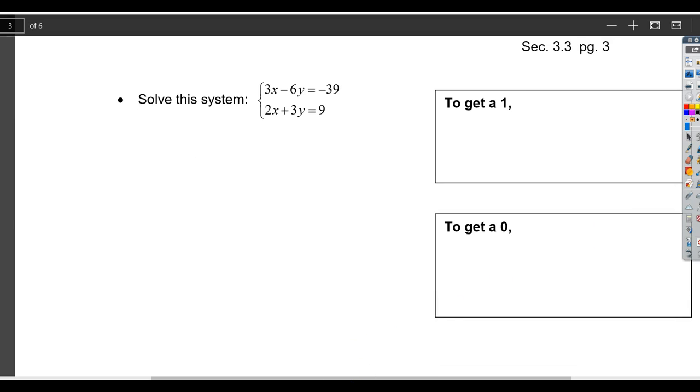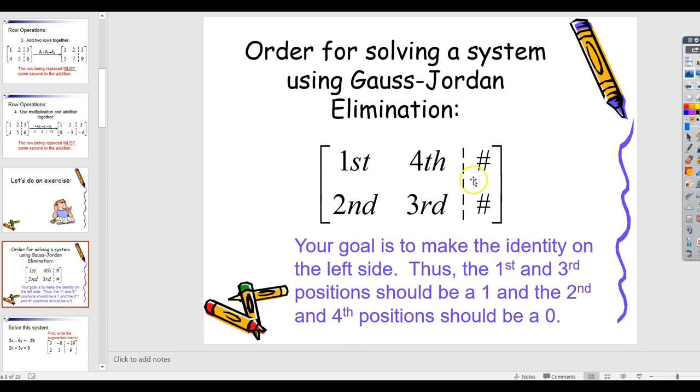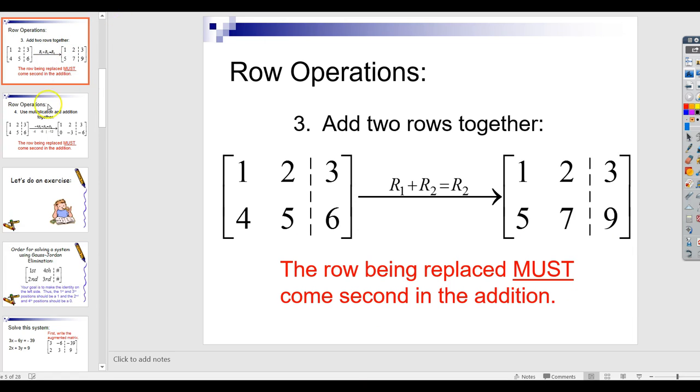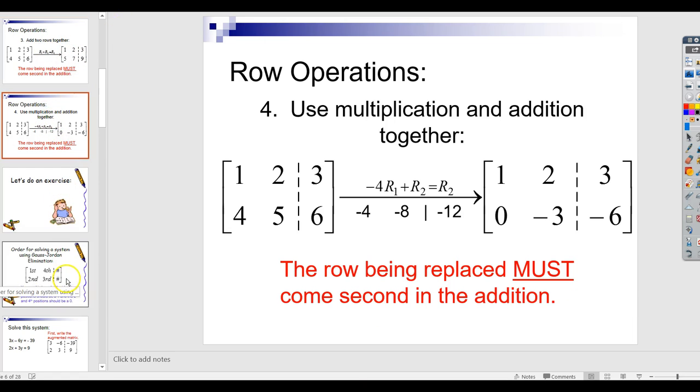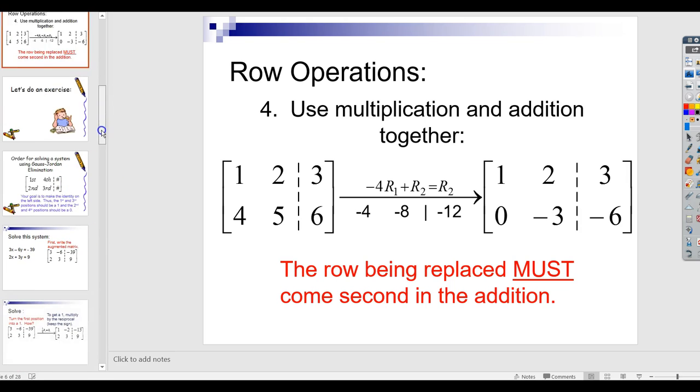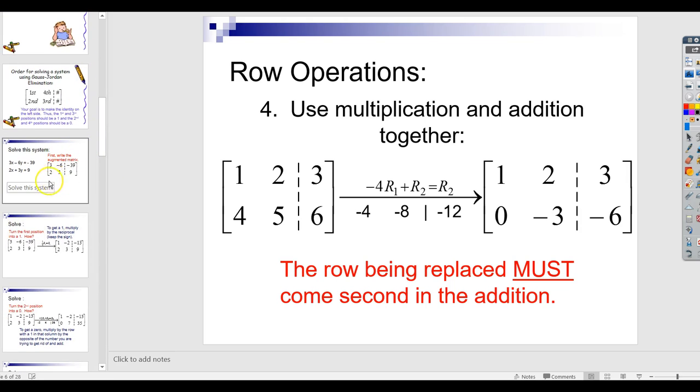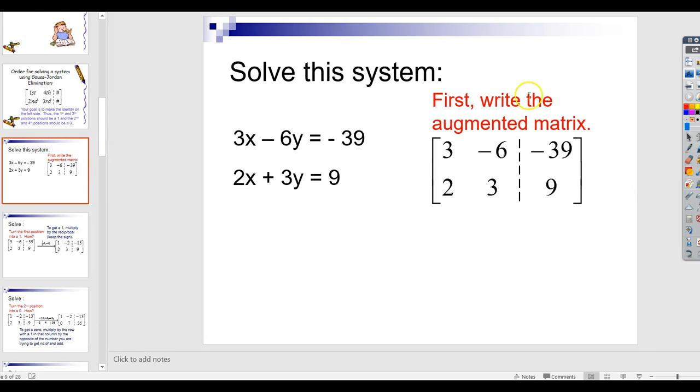I believe the PowerPoint starts with this. So let me go. Yes, I believe that's where it's at. Alright, so first write the augmented matrix.